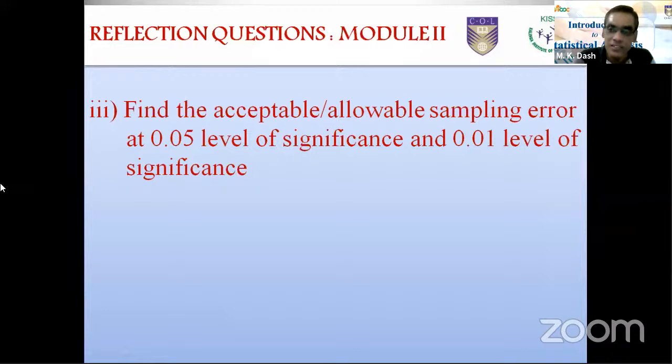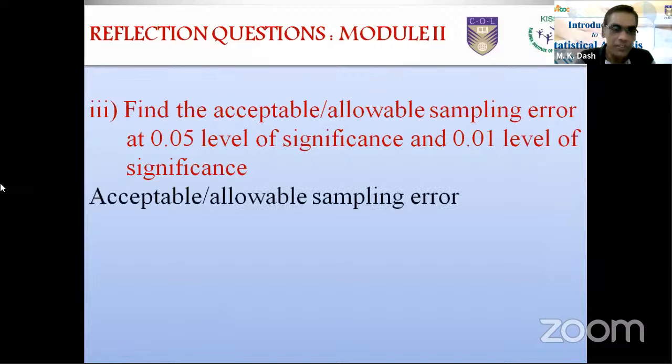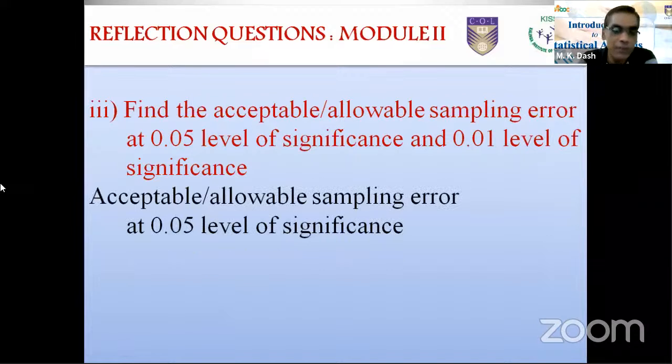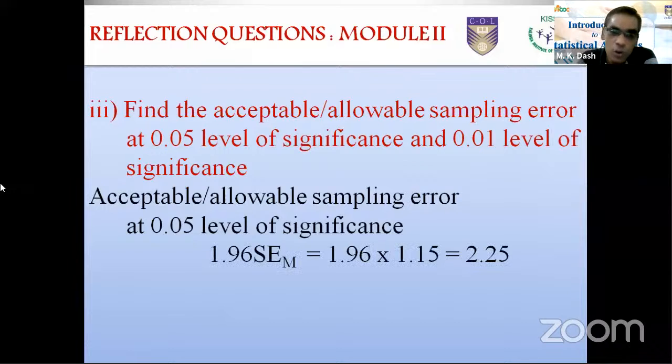The question remains the same, but it is slightly modified. It is slightly tilted. You are required to give the limit or the range for 0.05 level and 0.01 level, which we have already done in the first and second bits. See, acceptable and allowable at 0.05 level of significance. Our critical value is 1.96. So we are getting this value 2.25.